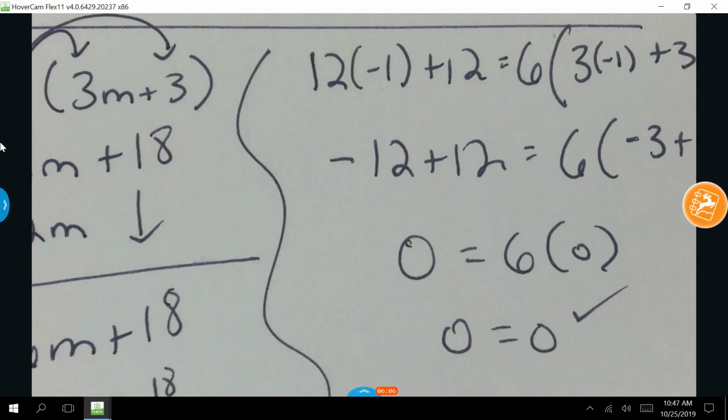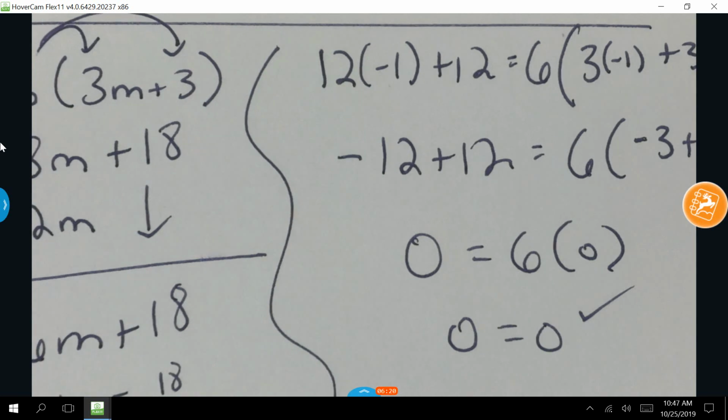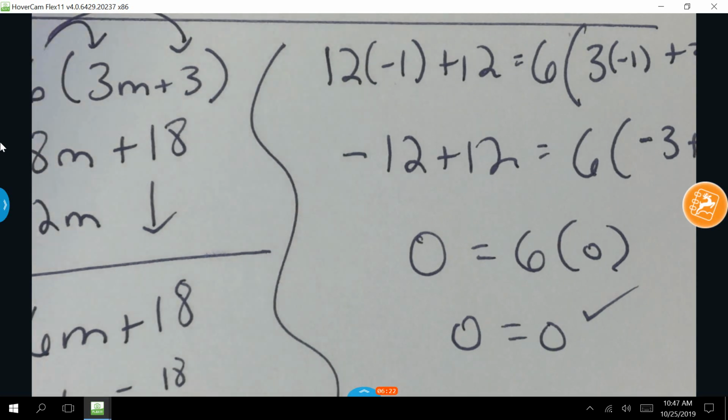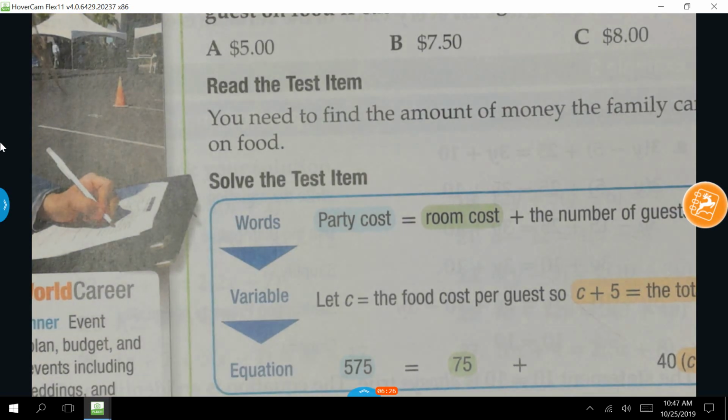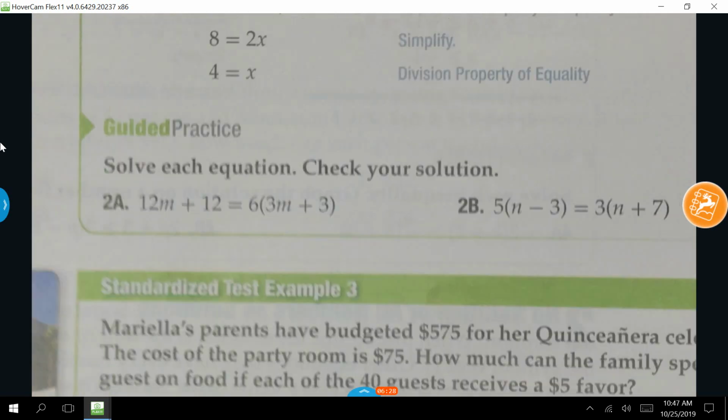Did anybody not get that? Did that make sense? What was 2 times 1? Negative 1. You did everything right. You just put that instead of... Okay. Questions on 2A? You try 2B on your own. You try 2B, which is right there.